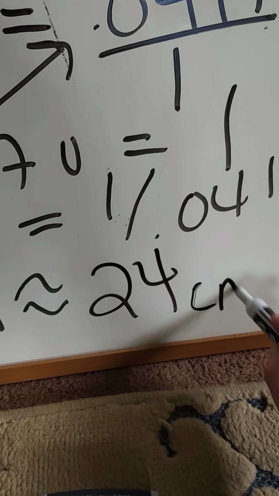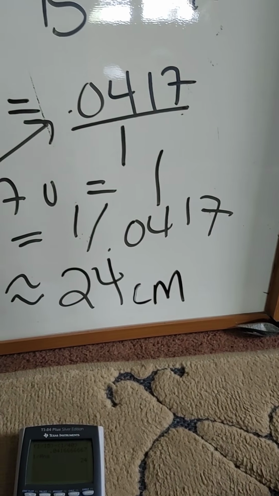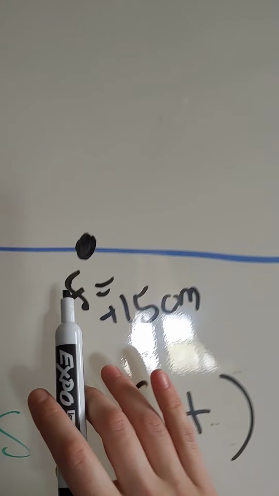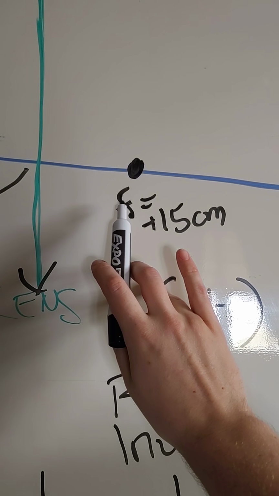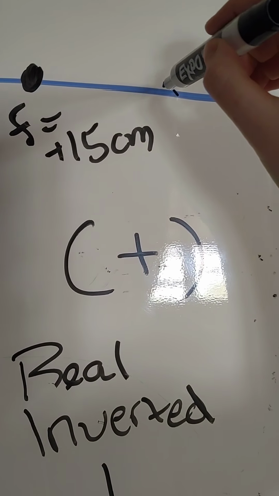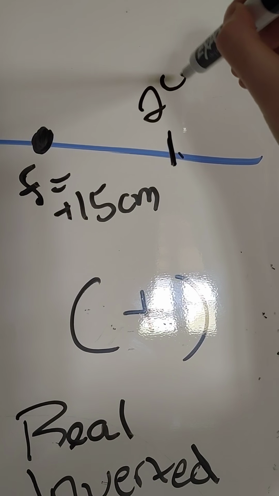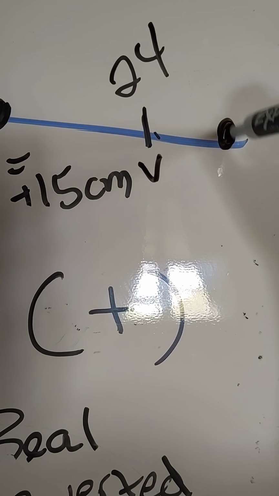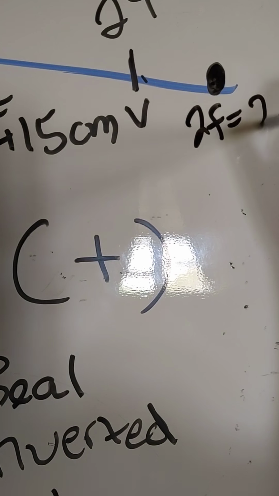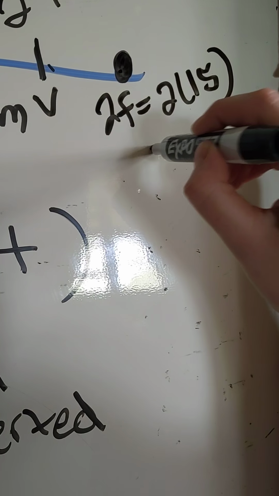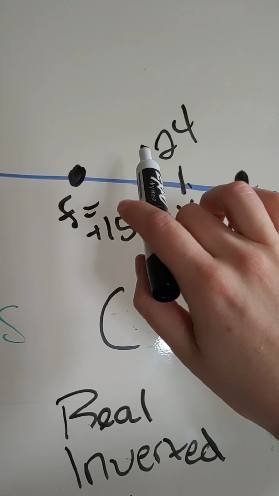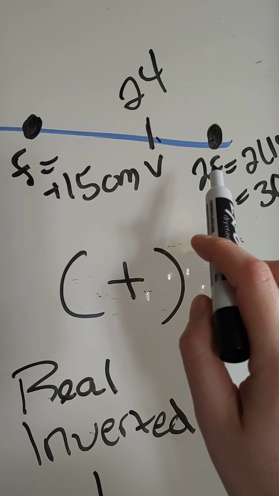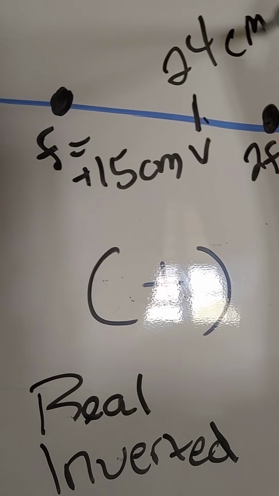So 24 centimeters, that's what we're working in. All right, so we know that the focal length is 15, which means that the image is going to be somewhere along over here at 24. So this is going to be V, or 2F. This is where 2F comes in. 2F is 2 times 15, which equals 30. So the image falls somewhere between F and 2F at 24 centimeters.